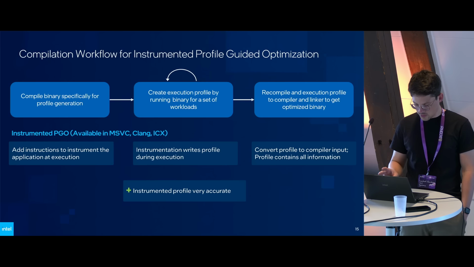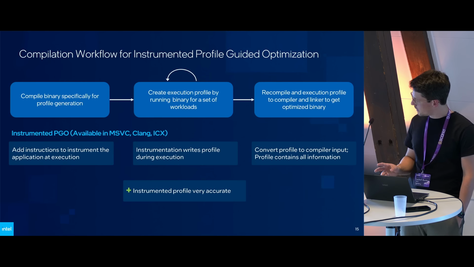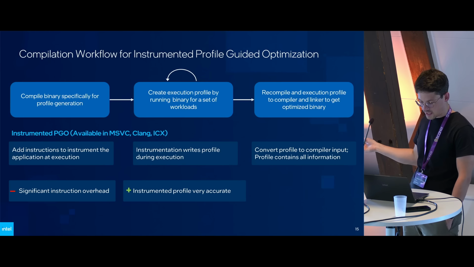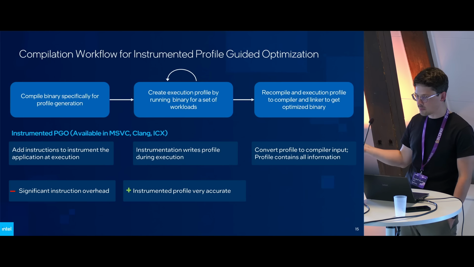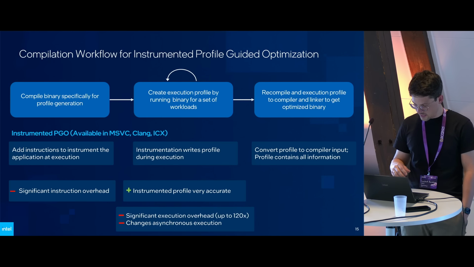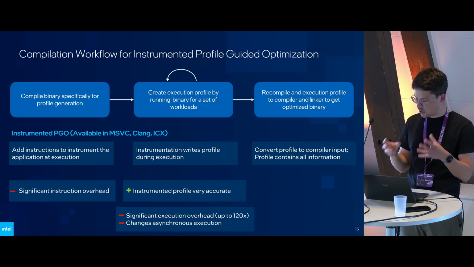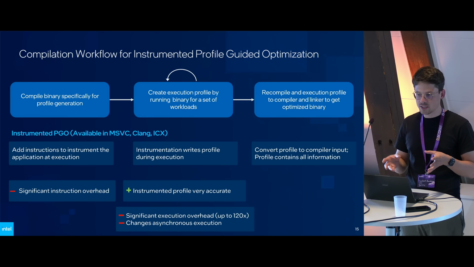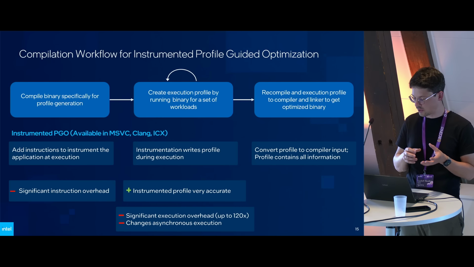But instrumented PGO comes with several caveats, and this is the reason why many people do not use it in production today. The instructions we add introduce a significant overhead. The binary becomes very, very large. And especially during execution, the execution becomes super slow because we have to go through all these instructions. I had builds where minutes turned into hours because of this instrumentation.